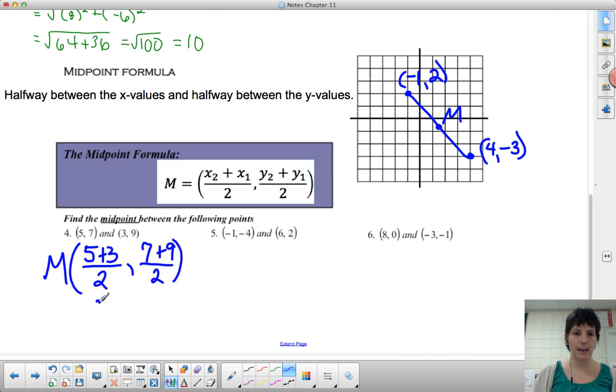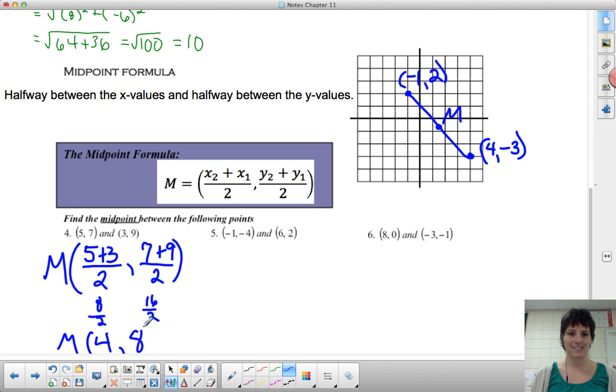5 plus 3 is 8 over 2. So the x value for my midpoint is 4. And then 7 plus 9, that would be 16 over 2. And 16 over 2 is an 8 to get my midpoint. On some of these, you'll end up with fractional values. And I also want to do one that has a negative involved. So let's go ahead and look at number 5 together as well.